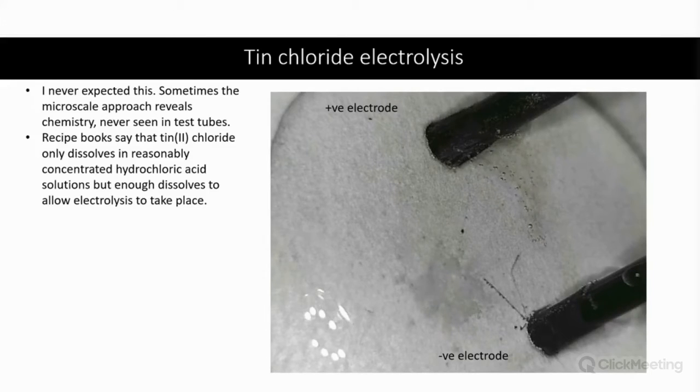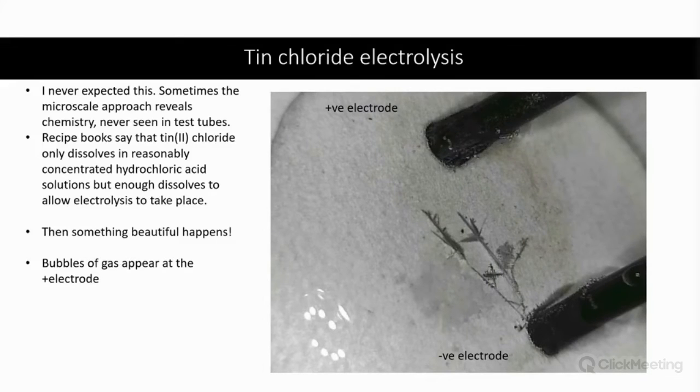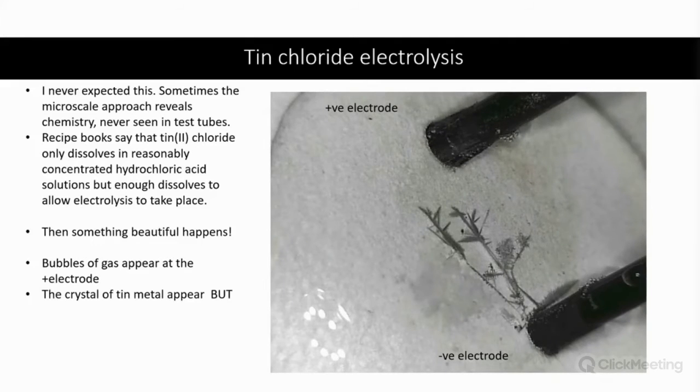Now, the bottom electrode is the negative electrode, and suddenly you start to see the fantastic crystals of tin appearing out of the electrode. What amazes me is if you look at the bubbles, they're moving between the electrodes. I've not really found a reason for that. Is there electric fields or something? Oh, and then you get these wonderful branching patterns as well.